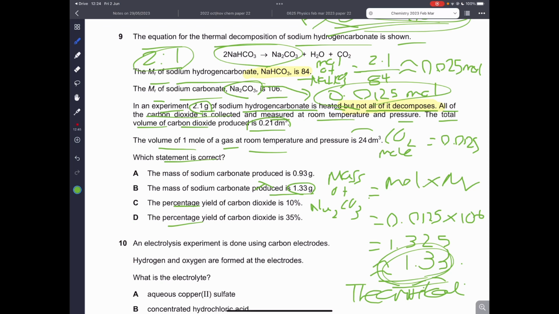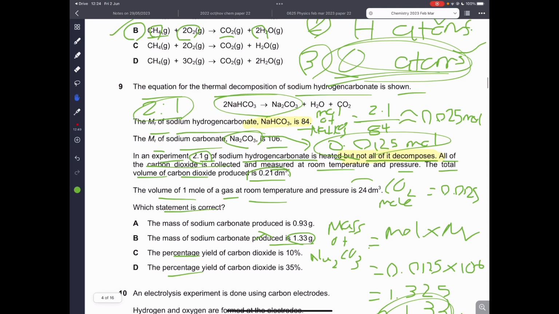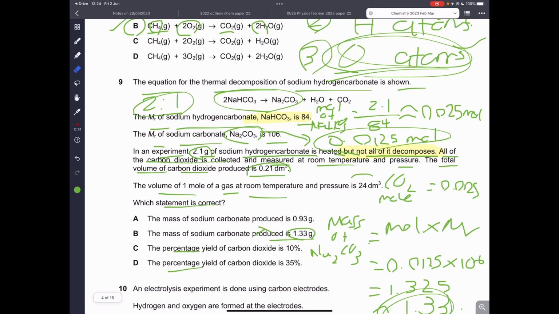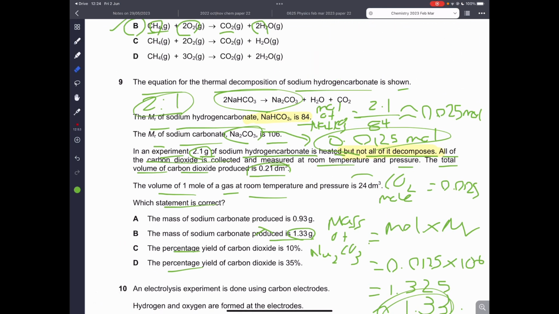Okay, and then we also have to find the theoretical mass. Let's write it at the top here. So the theoretical mass of Na2CO3 is going to be 1.33 grams.